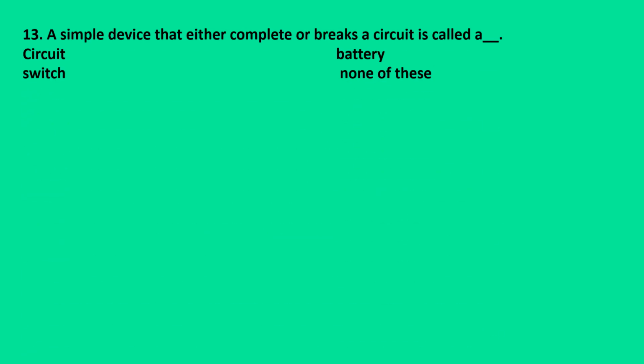Question number 13. A simple device that either completes or breaks a circuit is called a. So a device which is very simple and either it completes or it breaks a circuit. It is called a circuit, switch, battery, or none of these. So the correct answer is switch.